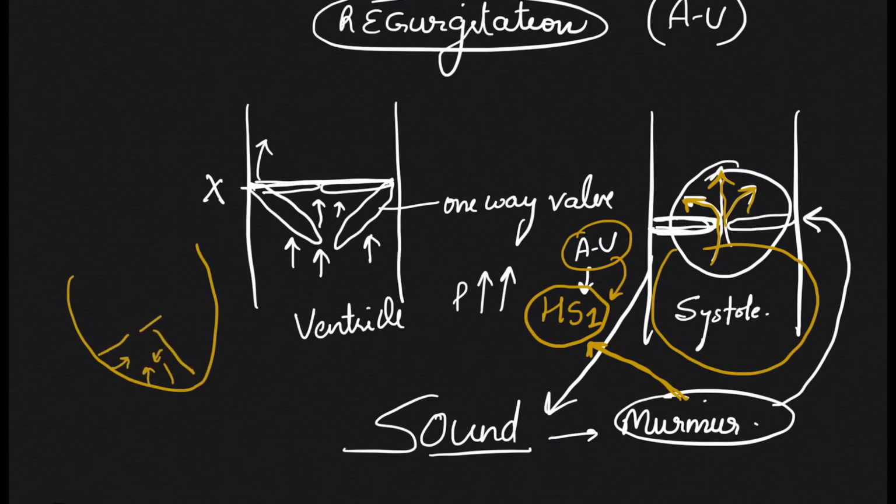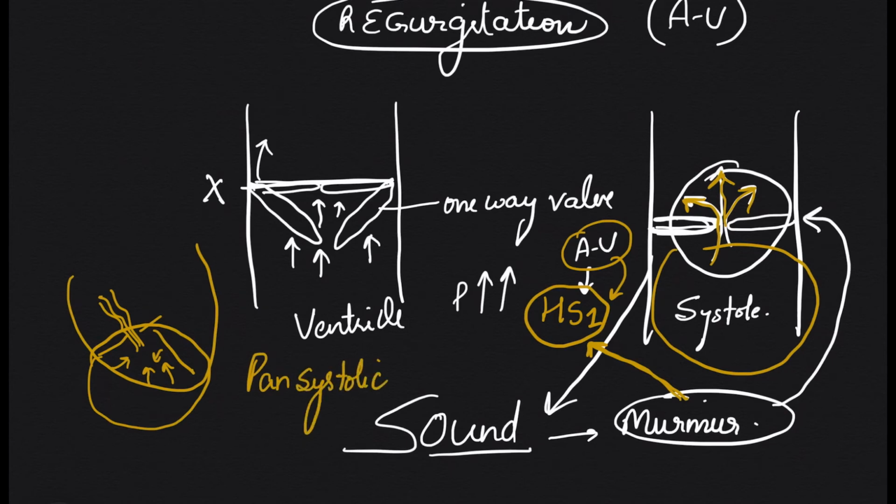During the systole the ventricles are contracting, so the blood will keep flowing for as long as the ventricles are contracting. It means this murmur will be present throughout the time when the ventricles are contracting, that is, it will be pansystolic. It will be present for the complete time in the full systole. Whereas in stenosis, the murmur was not throughout the diastole, it was only for a brief period. Now in this case, we have a pansystolic murmur.